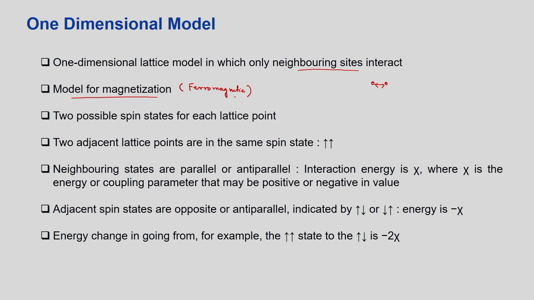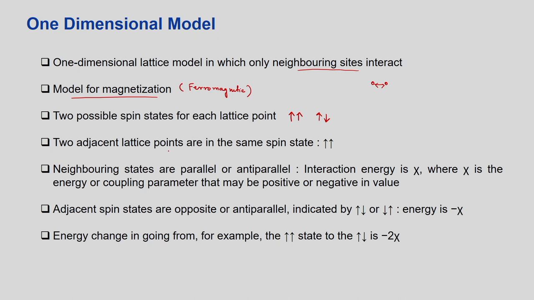This is based on the spin states, whether they are parallel or anti-parallel. You know that there are two possible spin states for each lattice point. Either both of them can be in the same direction, or one of them is in the up direction and one is in the down direction. You can also write two of the arrows downwards or two upwards. It's basically the same configuration. So each of them can be up or down.